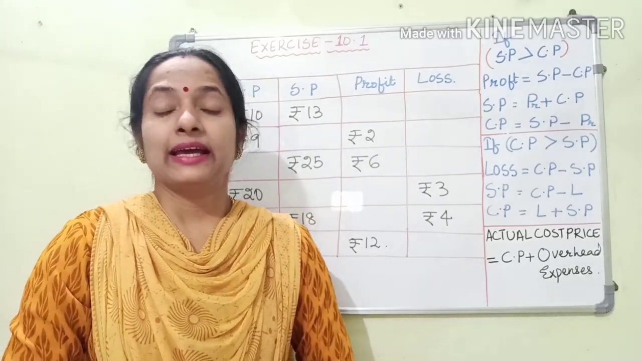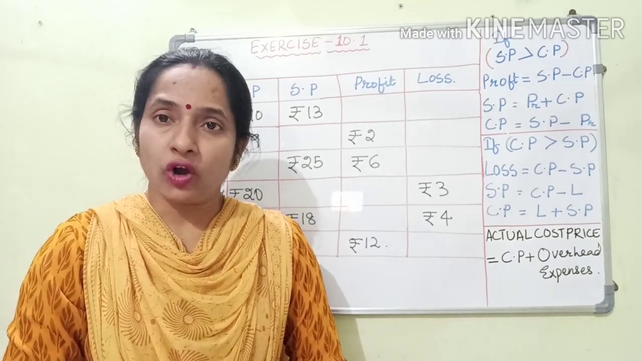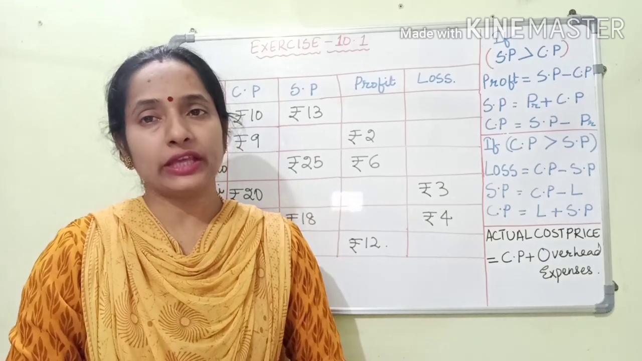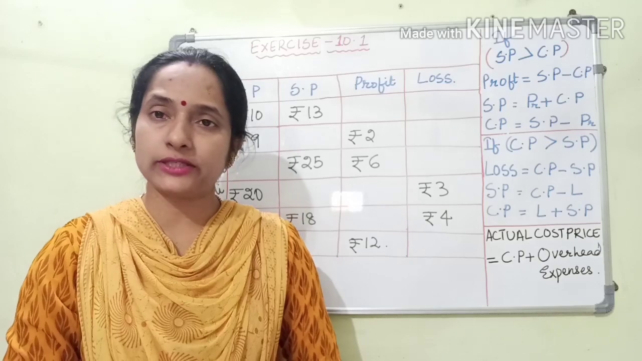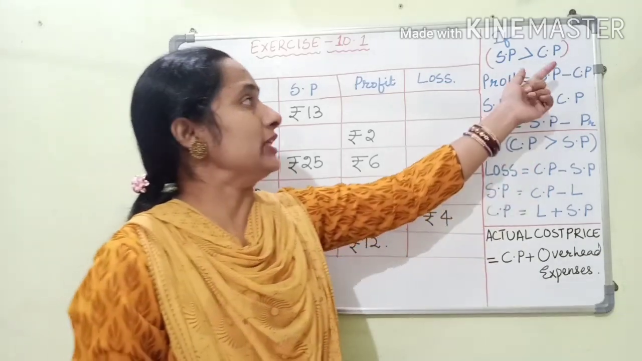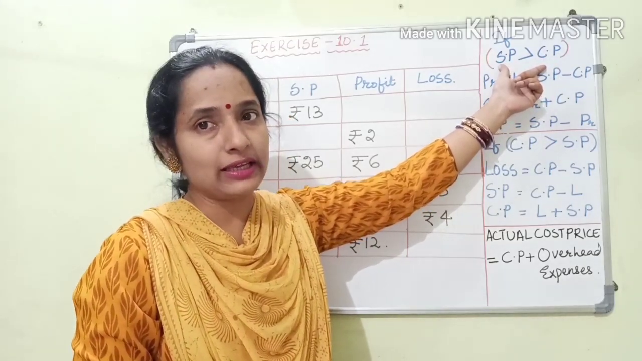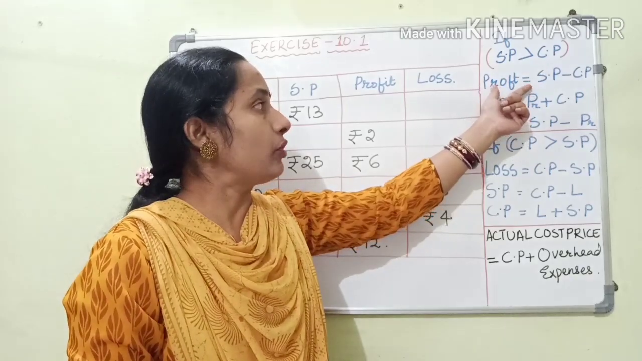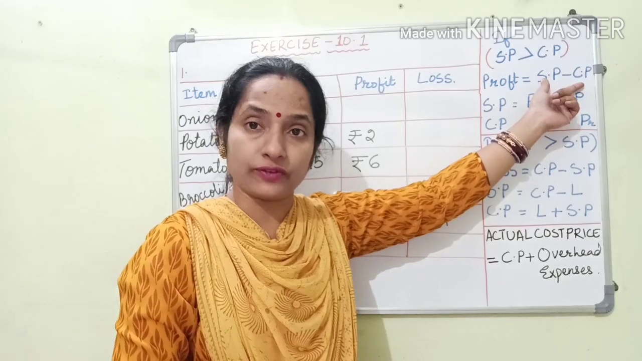Good evening, students. Now we are going to discuss a few very important formulae related to profit and loss, which are very important and useful in solving the problems or sums related to profit and loss. Here are the formulae. The first one: if the selling price is more than the cost price, definitely, as we discussed earlier, we will have a profit, and profit is equal to selling price minus cost price. This is one of the formulae.